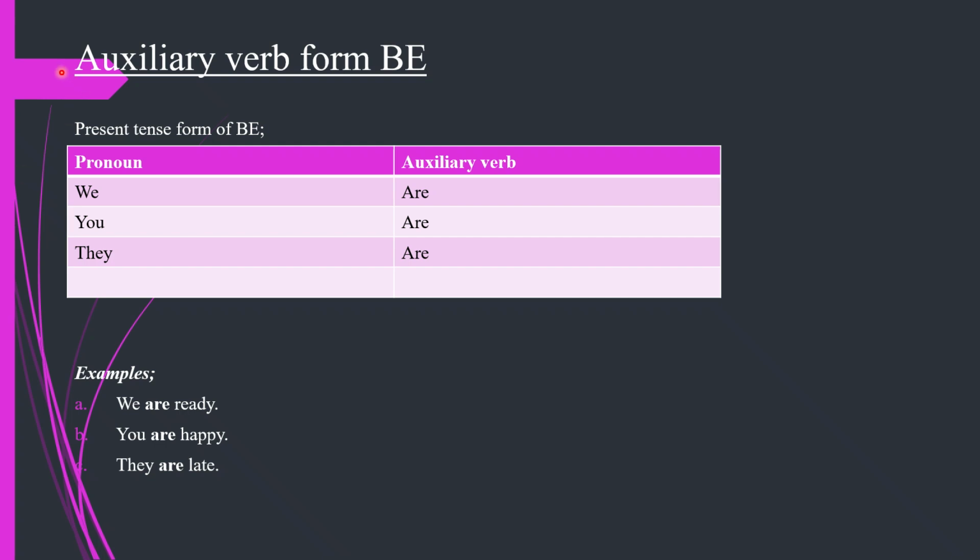So for the auxiliary verb form be, in the present tense, we will have the pronouns we, you, and they, and we make use of are as the auxiliary verb. You also make use of are. They make use of are. In our examples, we can have an example like we are ready. You are happy, or you can say they are late.